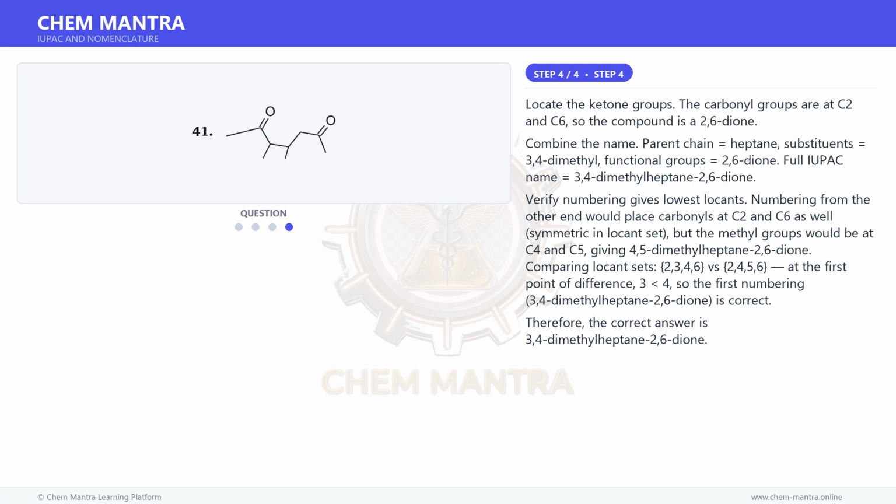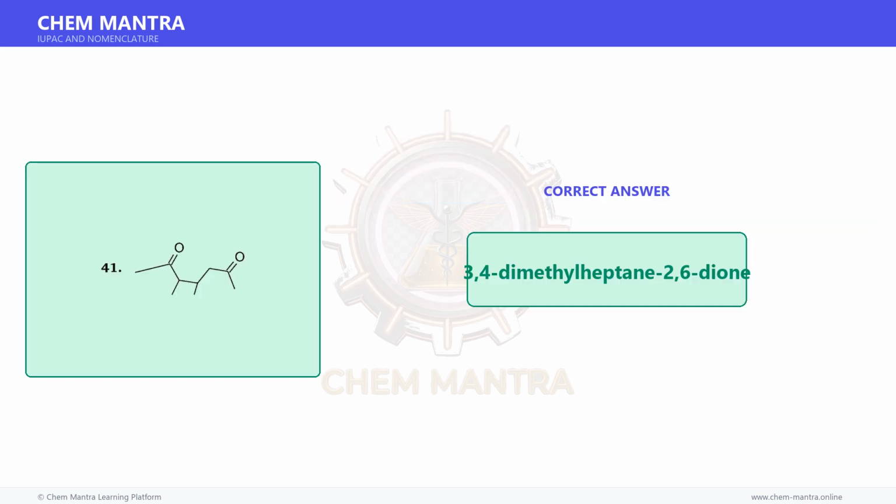Numbering from the other end would place carbonyls at C2 and C6 as well, symmetric in locant set, but the methyl groups would be at C4 and C5, giving 4,5-dimethyl heptane 2,6-dione. Comparing locant sets 2, 3, 4, 6 versus 2, 4, 5, 6, at the first point of difference, 3 is lower than 4, so the first numbering, 3,4-dimethyl heptane 2,6-dione, is correct. Therefore, the correct answer is 3,4-dimethyl heptane 2,6-dione. The correct answer is shown on screen.